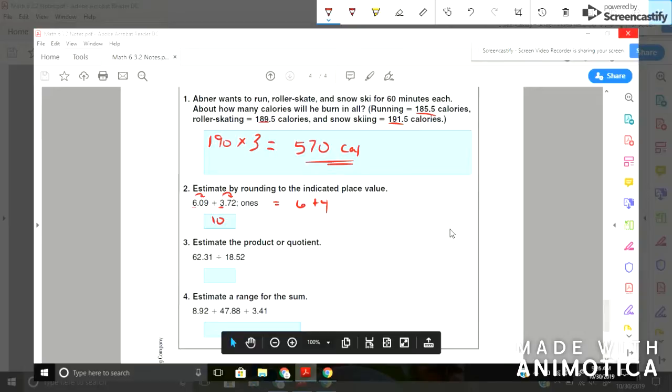Okay, number 3, estimate the product or quotient. Okay, and I'm probably going to be looking for compatible numbers here. So what could I round 60 to and what could I round 18 to so that these 2 numbers would be compatible? Well, if you rounded 62.31 to 60, and if you rounded 18 to 20, 20 goes into 60 3 times. Okay, so 3 would be our estimation there for the quotient. And then lastly, we're looking for the range.